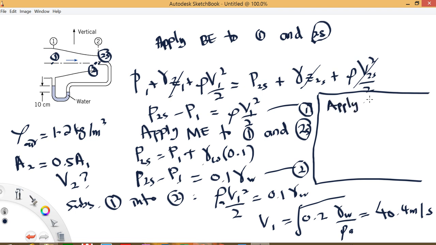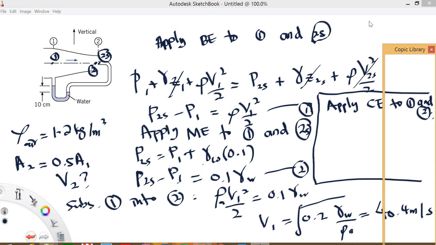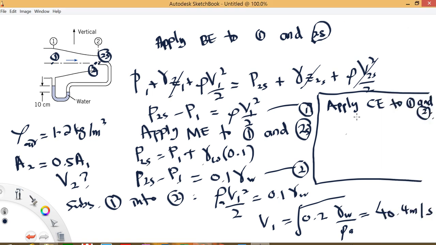So I apply continuity equation to 1 and 2. So what is continuity equation? Basically, continuity equation is actually the mass conservation equation. But if you can see here, this is actually in lecture 6, but I will just introduce it now. So basically, continuity equation is equal to, I put it here.